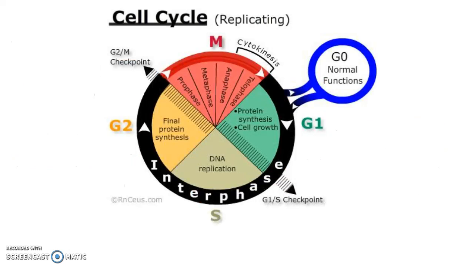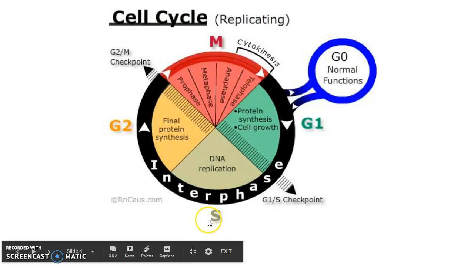All cells have a life cycle, which we call the cell cycle. And as you can see in this diagram of the cell cycle, the majority of the time, the cell is in the interphase stage of the cell cycle. There are three phases in the interphase. There's G1, S, and G2.